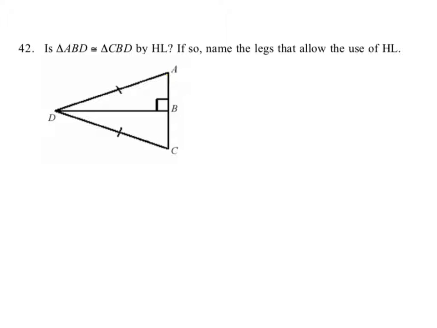And which leg do we know? Well, we always know that something is reflexively congruent to itself. So that, and now we have the hypotenuse, congruent, given to us. We have the leg that is reflexively congruent to itself, and we see that we have a 90-degree angle there, and because it's a linear pair, we have a 90-degree angle there. So yes, they are congruent by hypotenuse leg, and we'll name the legs.